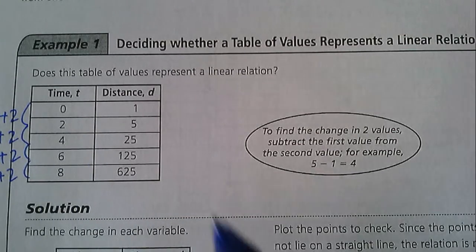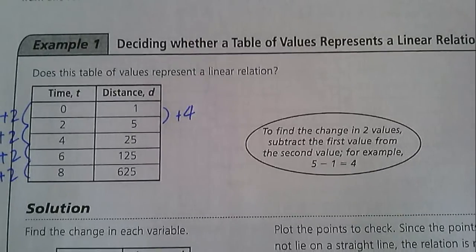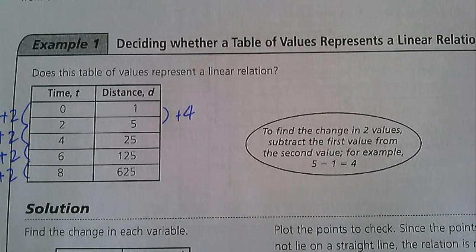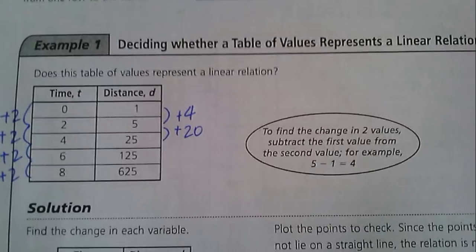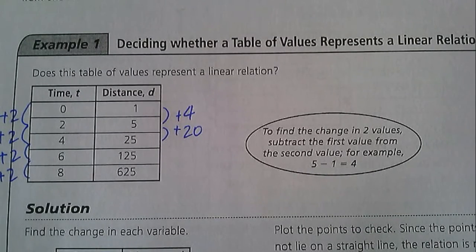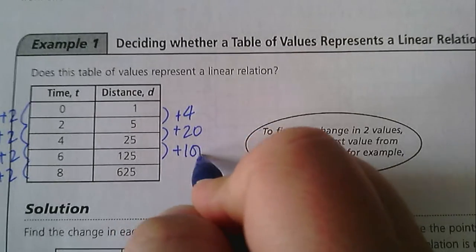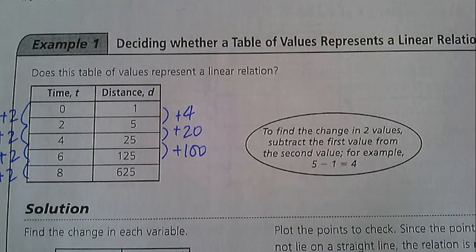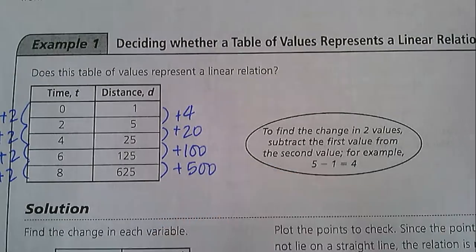So let's take a look at the next one. Going from 1 to 5, that's a difference of +4, so it went up by 4. Going from 5 to 25, 25 minus 5 is 20, so that's a change of 20. Going from 25 to 125, that's a difference of 100. And going from 125 to 625, that's a difference of 500.